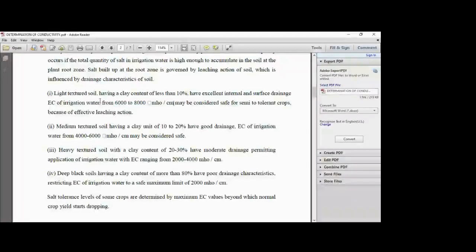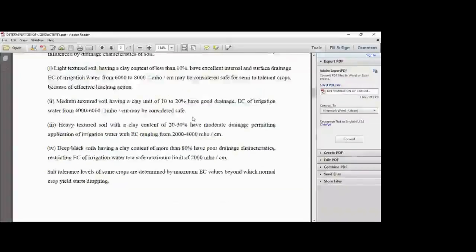So if the clay content is less, irrigation water having higher electrical conductivity is good. As the clay content is increasing, the electrical conductivity ranges, the values, are also going to decrease, right? So this you should understand.